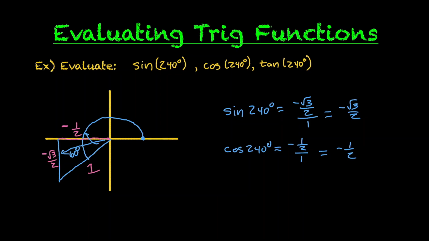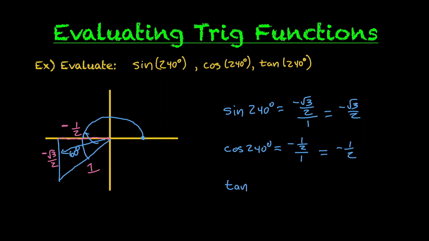Okay. Finally, tangent of 240 degrees is going to be opposite, so negative root 3 over 2 over adjacent, negative 1/2. Here the negatives are going to cancel and we're going to flip and multiply, so we're going to get root 3 over 2 times 2 over 1. The 2's will cancel, so we just end up with root 3.